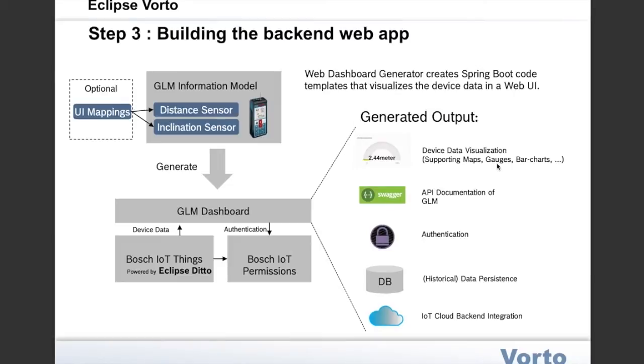gauges, and bar charts. You might be wondering how it would know how to render a function block, either as a gauge or bar chart. So this information is stored as an optional mapping inside the Vorto repository and a UI mapping. So UI mappings declare that the distance sensor is supposed to render, for example, in a gauge.